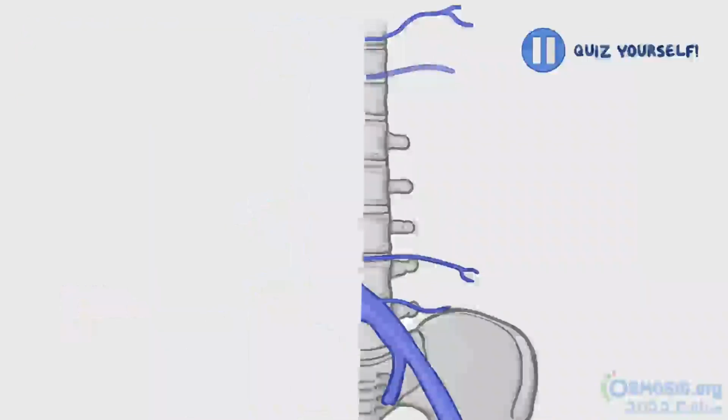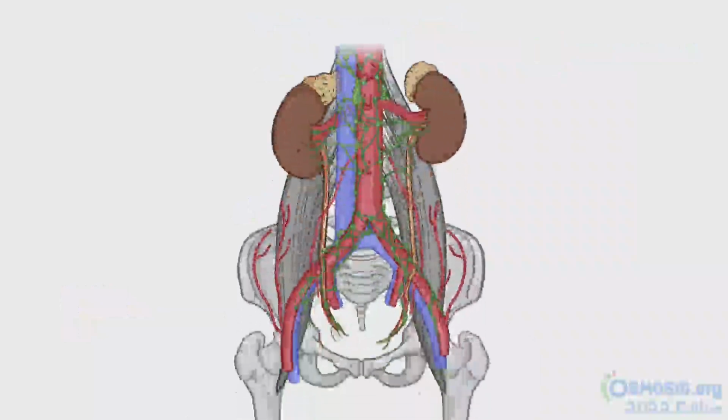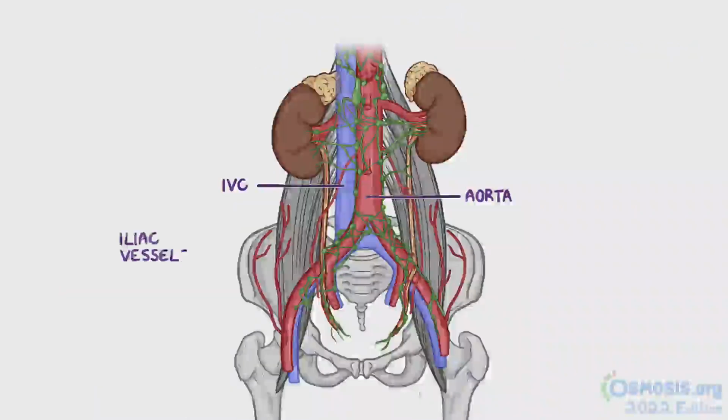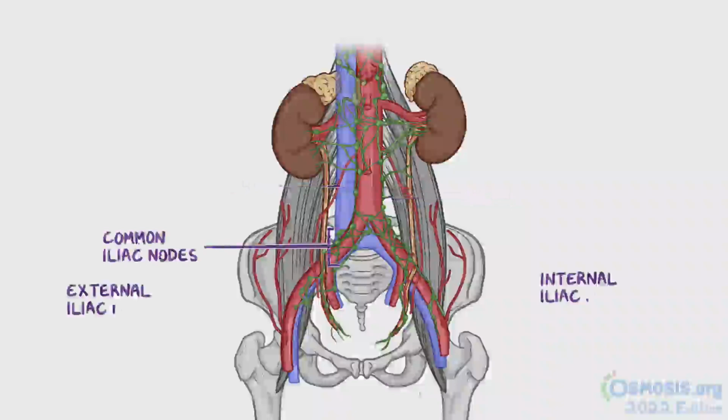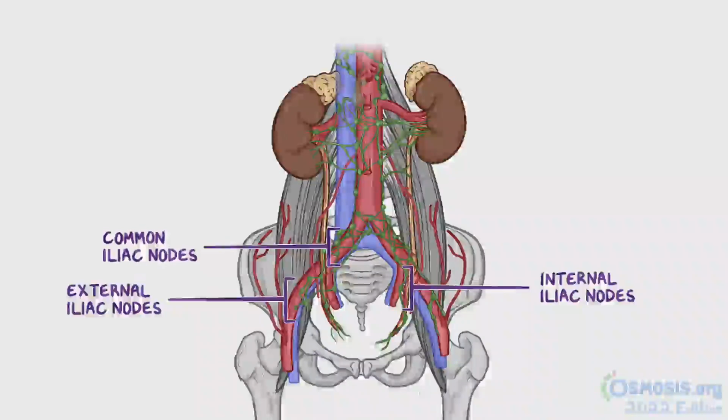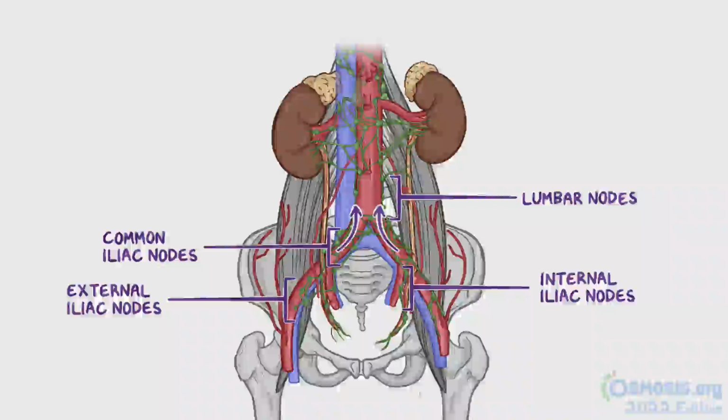Finally, let's discuss the lymphatics of the posterior abdominal wall, which lie along the aorta, the inferior vena cava, and the iliac vessels. The common iliac lymph nodes receive lymph from the external and internal iliac lymph nodes. Then, lymph from the common iliac lymph nodes passes to the right and left lumbar lymph nodes, which lie on both sides of the inferior vena cava and aorta.